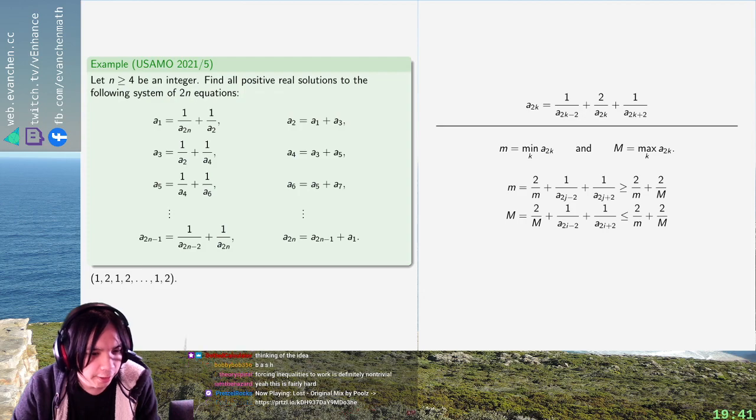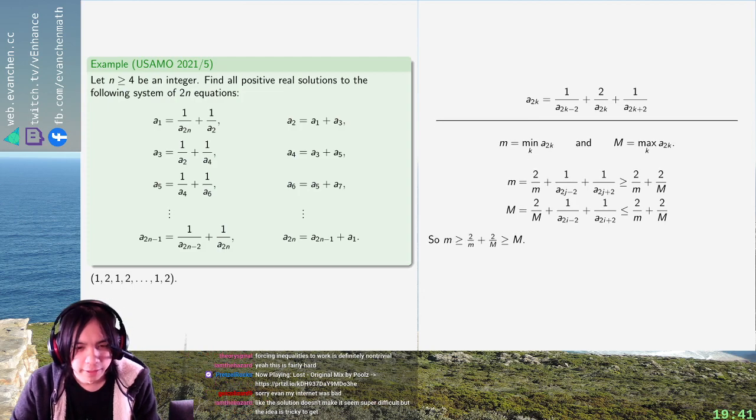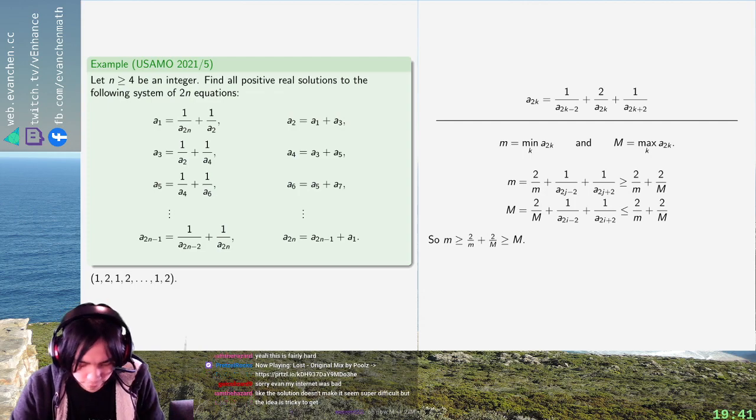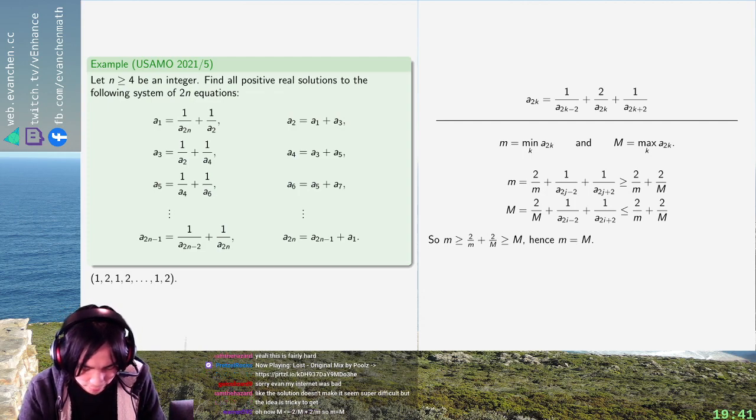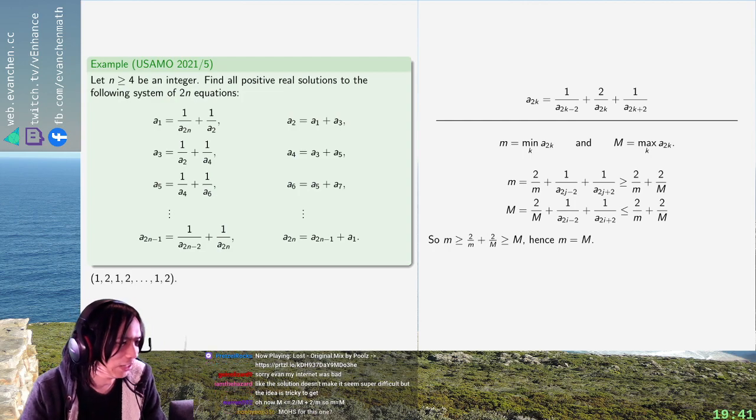Okay, so m is at least 2 over m plus 2 over M, which is at least M. So min is at least max, and hence m equals M. So now they're all equal. That's it.